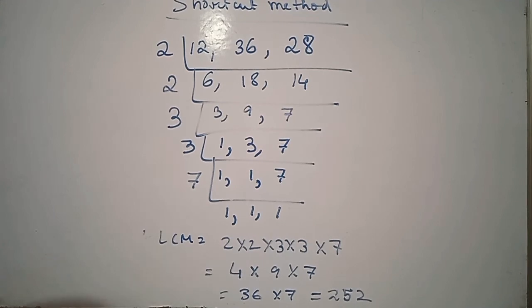So in this video we have learned two methods to find LCM, that is the prime factor method and the shortcut method. In this chapter we are only going to learn these methods. We are not going to do the sums. In the next video we will do the problem sums regarding this chapter on LCM, and we are also going to find the relation between HCF and LCM. That is very, very important.